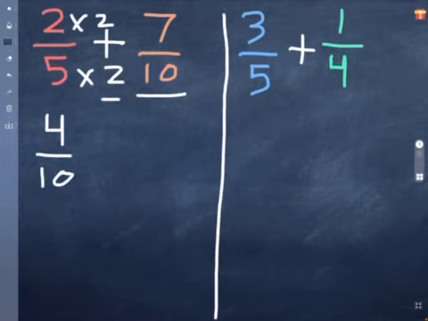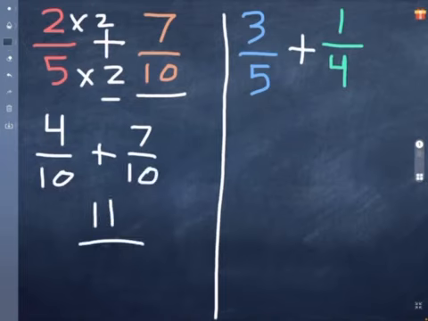We should keep the second number the same because now we have the same denominator, it is 10. So 4 over 10 plus 7 over 10. 4 plus 7 is 11. We keep the denominator the same, 10. So the answer is 11 over 10.